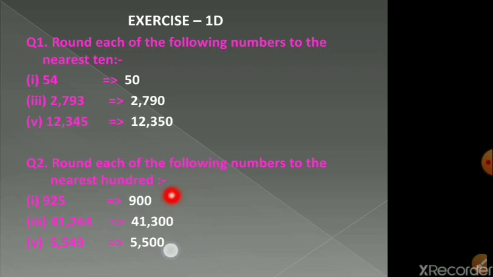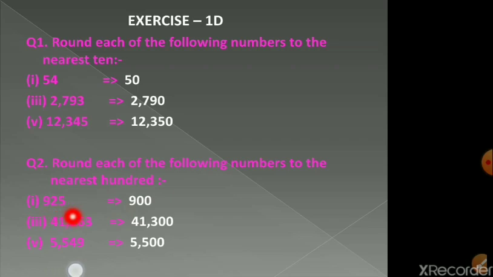Moving on to the next question. Round each of the following numbers to the nearest 100. Now we know that when we are rounding off to nearest 100, we need to check the tens place. Here in the tens place we have 2, which is less than 5. So the digit in the 100 place will remain same. So answer is 900. Again, 41,263. So we'll check the digit in the tens place, which is 6, which is more than 5. So the digit in the 100 place will increase by 1. So our answer will be 41,300.